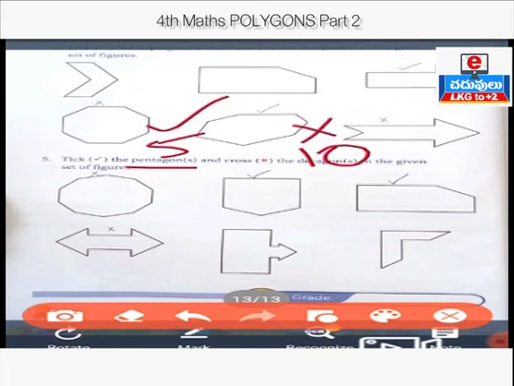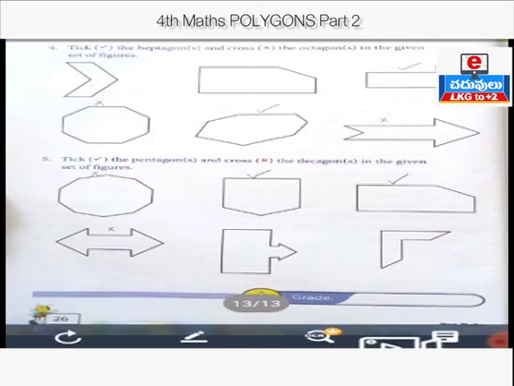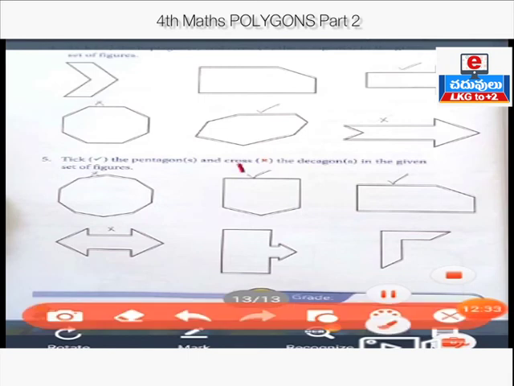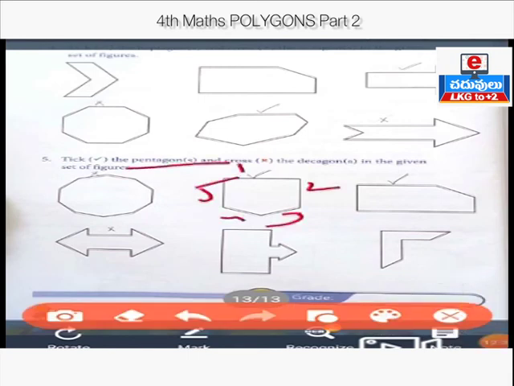First one, we count it now. 1, 2, 3, 4, 5, 6, 7, 8, 9, 10. It is 10-sided. A 10-sided polygon means the condition is cross out. The diagram will be crossed out. Coming to this one, the next diagram. 1, 2, 3, 4, 5. This 5-sided pentagon means we can tick the diagram.